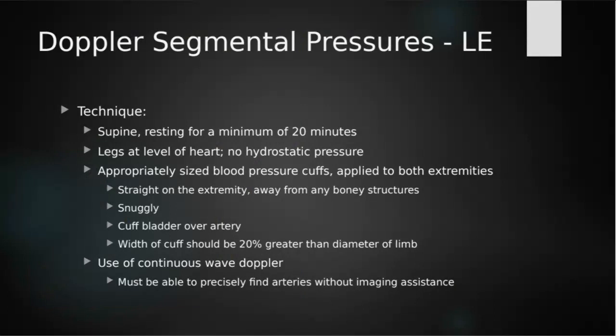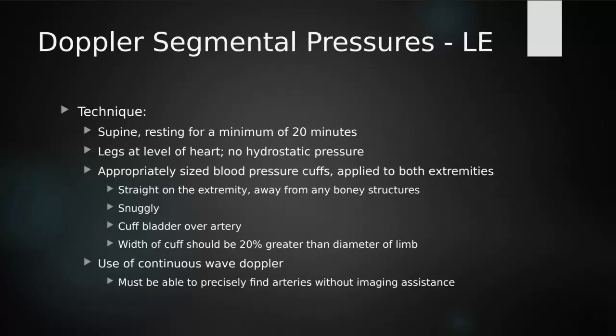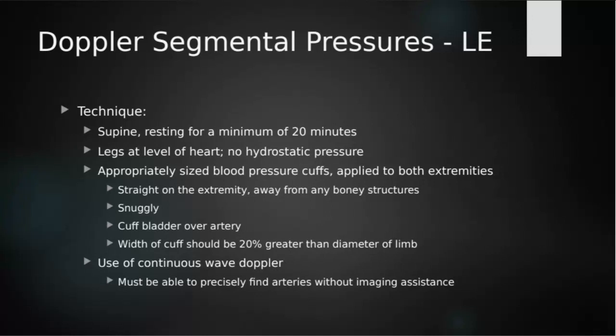So how do we actually perform these? We're going to spend the majority of the conversation about Doppler segmental pressures talking about the legs. Like I said, upper extremity segmental pressures, we're not really doing them. The only time we're taking a pressure of the upper extremity is to include it in an ankle brachial index, or an ABI. So we're really just getting one waveform of our brachial artery, and that's pretty much it. Then we're going to use it to compare to our lower extremity readings.